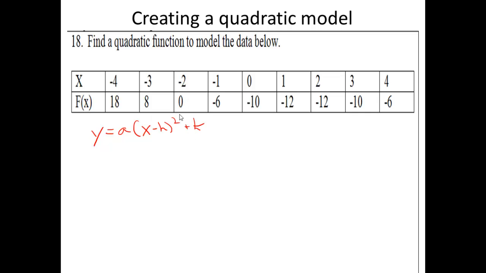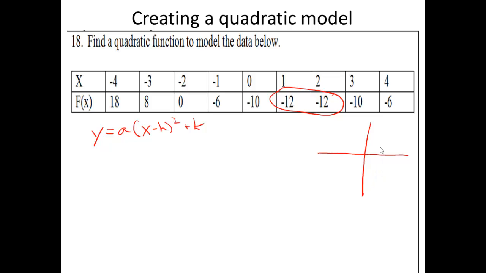So what I'm going to do here is come across and see if I can find a high point or a low point. And it looks like 18 is my highest. Then it goes down to 8, then to 0, to negative 6, to negative 10, negative 12, negative 12, back up. So here we're going down, down, and here we're going back up. So it looks like we have a low point somewhere in here. But my issue here is that I have 2 points that are the lowest.